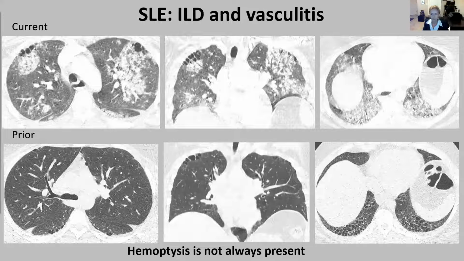This is a patient with SLE and known interstitial lung disease. The bottom row is her baseline scan. She presented with acute shortness of breath, and bronchoscopy confirmed the presence of diffuse alveolar hemorrhage. We see multifocal bilateral consolidative and ground glass opacities in this patient.